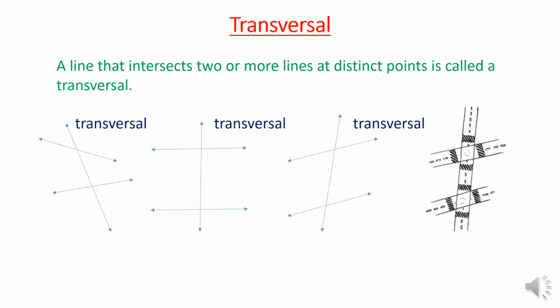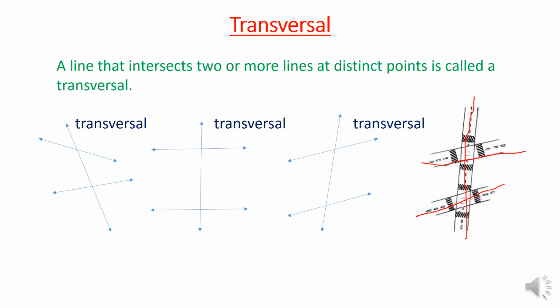Now, let us start the next topic and understand what a transversal is. To understand it, first let us understand the figure which I have drawn here. This is a straight road, and two roads are intersecting it like this. This is the first road and this is the second road. This means one common road is intersecting two different roads.